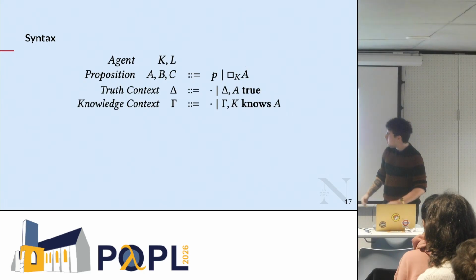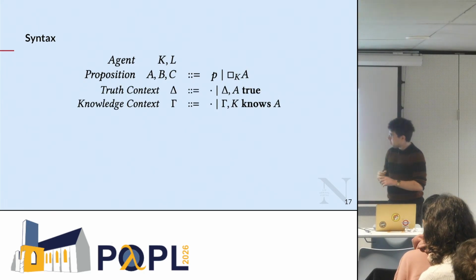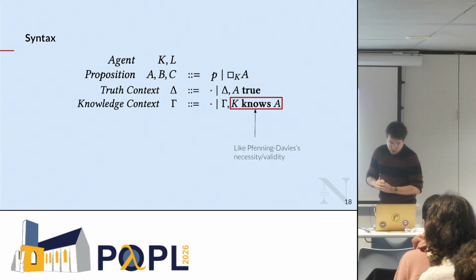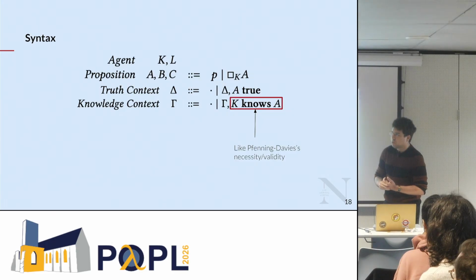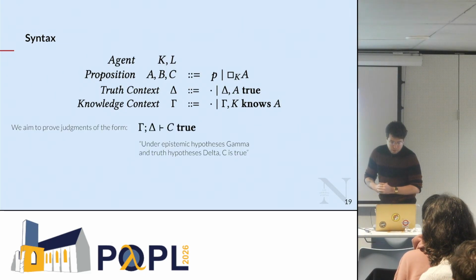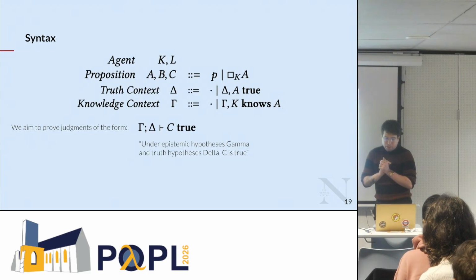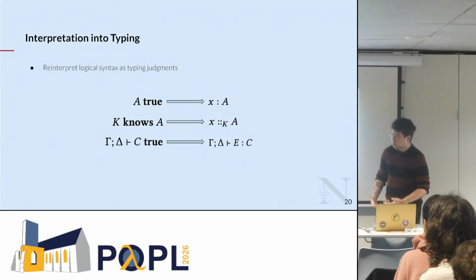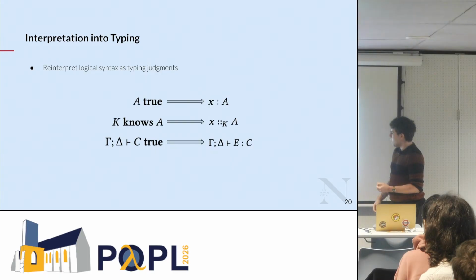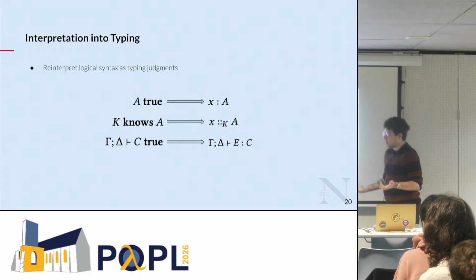We have two types of judgments. One is that A is true. One is that K knows A. We're going to have these two contexts that are going to carry things with these two judgments. And K knows A, again, is very similar to this notion of necessity or validity from that Fenning-Davies paper. We aim to prove judgments of the form: under epistemic hypotheses gamma and truth hypotheses delta, C is true. And I can take that syntax, put it through our Curry-Howard pipeline, and come up with my typing judgments. The one that I want to highlight, of course, is this K knows A judgment, which I'm going to continue to pronounce K knows A. That's the more exotic judgment here. Everything else is pretty standard.